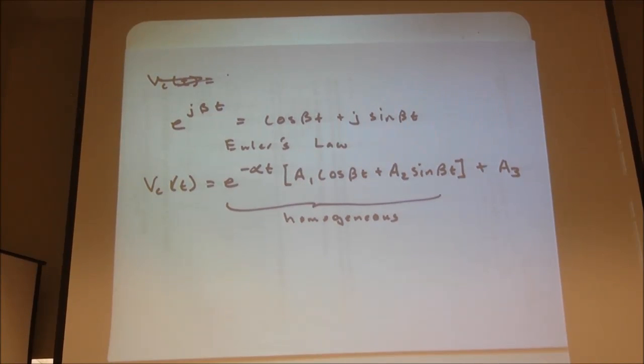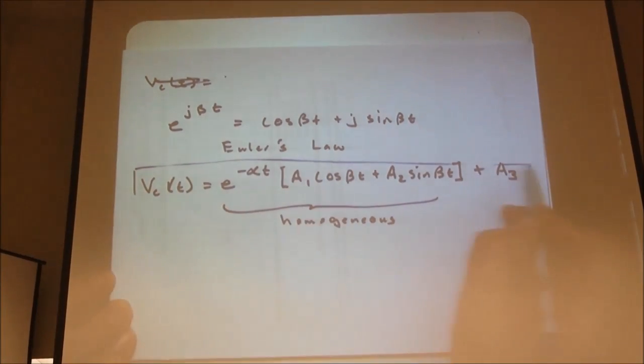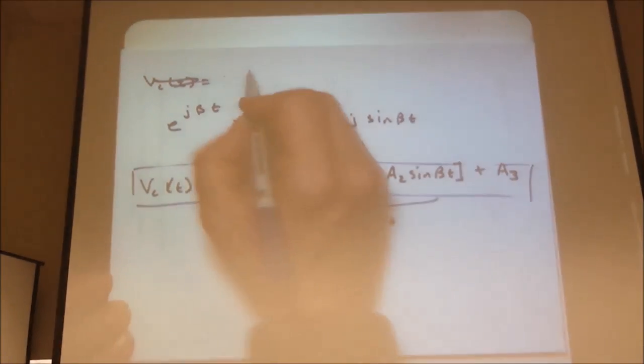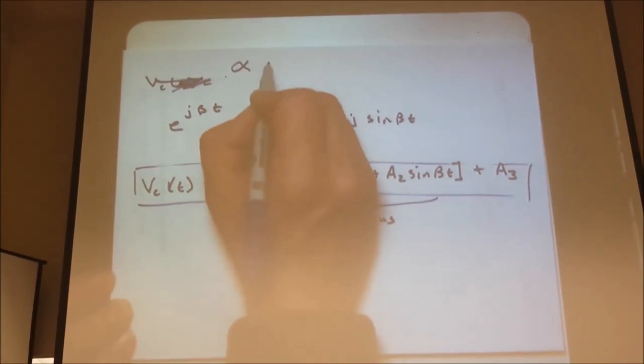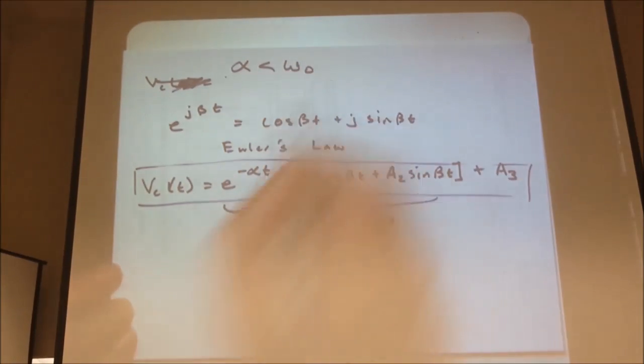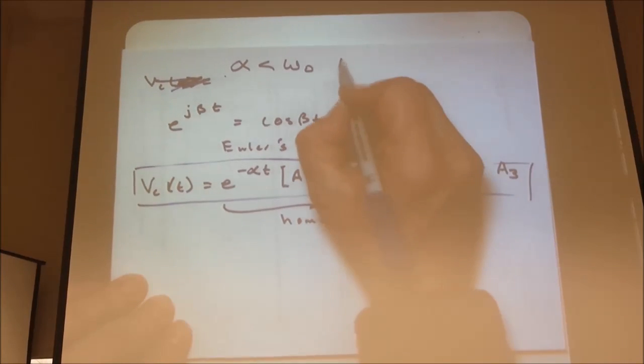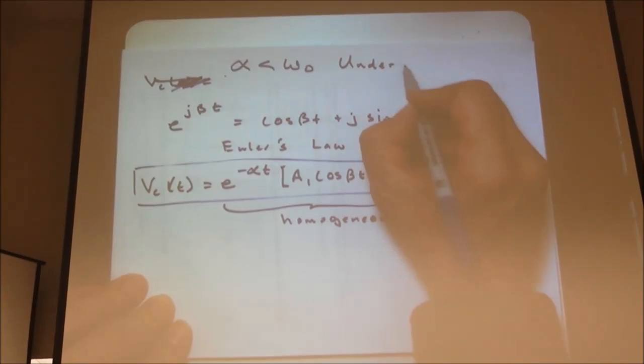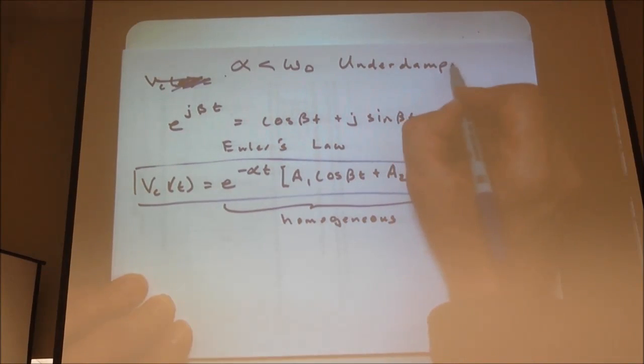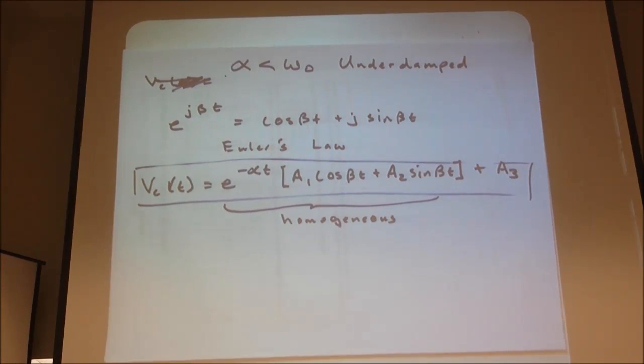So, this is now a solved problem again. We can box this up. And to remind ourselves, this was the case where alpha was less than omega naught. And that also has a special name. It's called the underdamped case. So alpha greater than omega naught, we're overdamped. Alpha less than omega naught, we're underdamped. A nice way of thinking about these things.